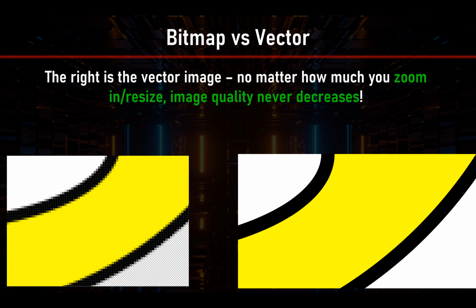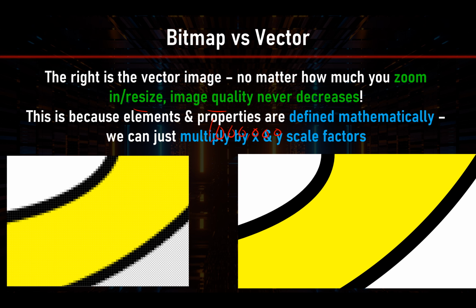So if we see here, the right is going to be the vector image, and as we see, no matter how much you zoom or resize, the image quality never decreases. And as mentioned, the file size also never increases. So even if we want to make an image, let's say 1,000,000 by 1,000,000, if we're talking in pixel sizes, then in that case the file size is just going to stay the same. And the reason for that is, since the elements and properties are defined mathematically, we can just multiply by a scale factor.